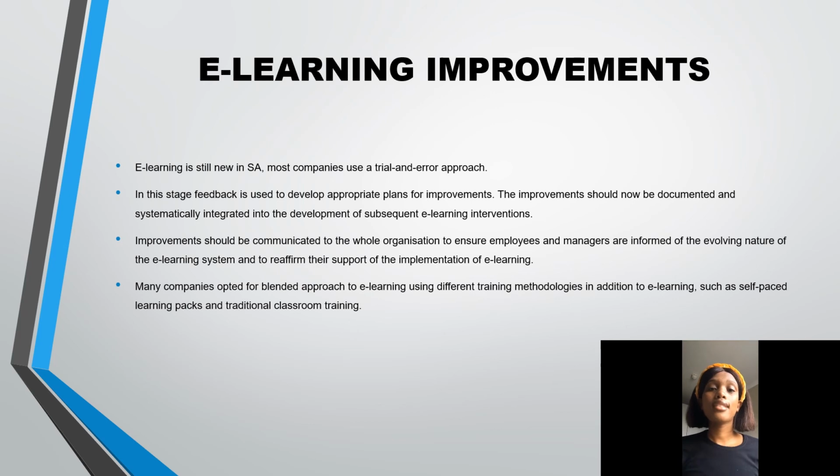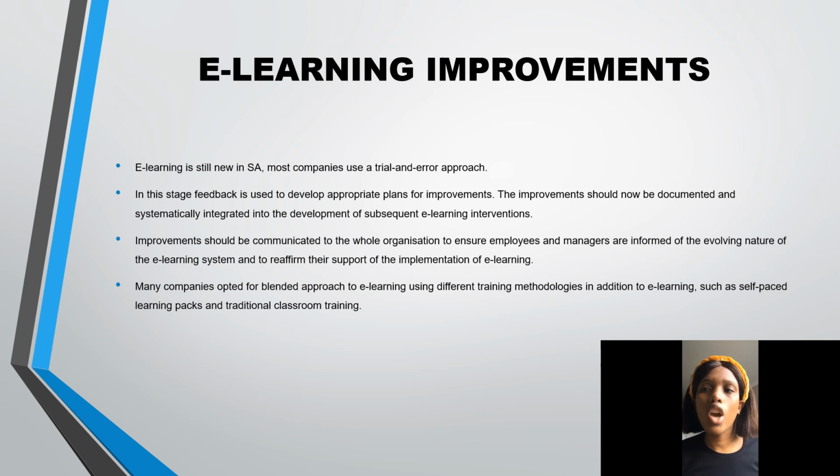Now we are on the last step, which is step number 5, e-learning improvements. E-learning is still new in South Africa. In this stage, feedback is used to develop appropriate plans for improvements. The improvements should now be documented and systematically integrated into the development of subsequent e-learning interventions.